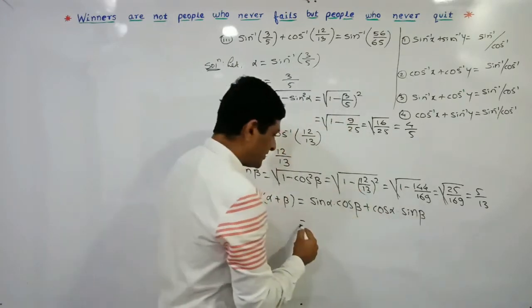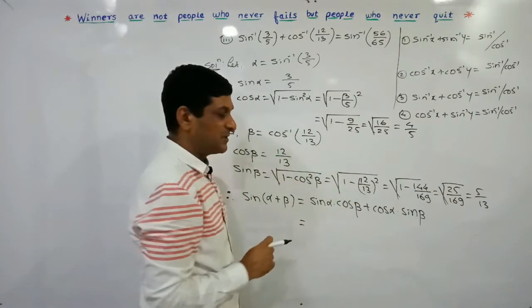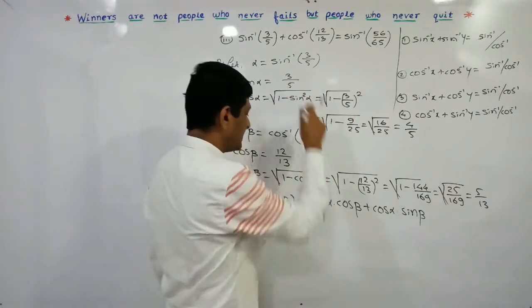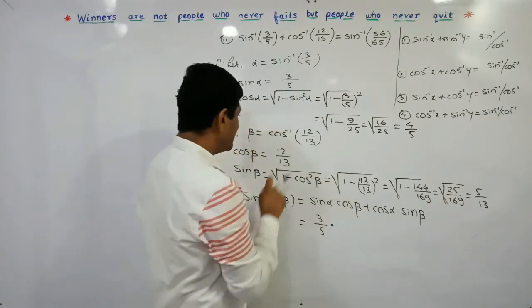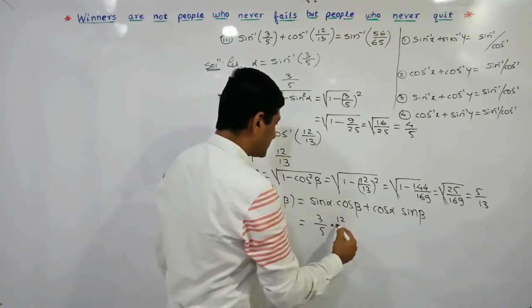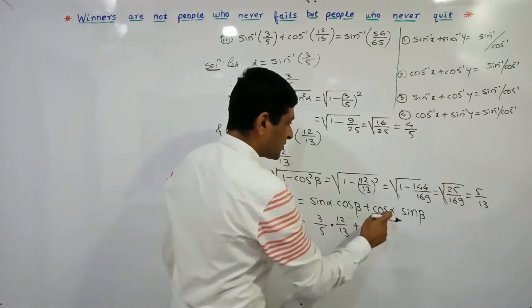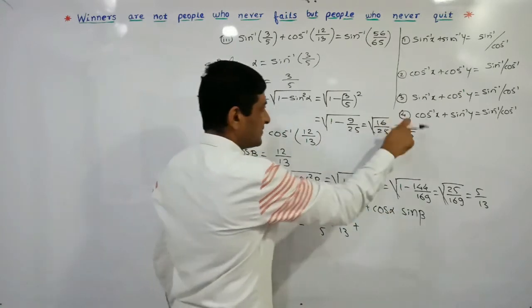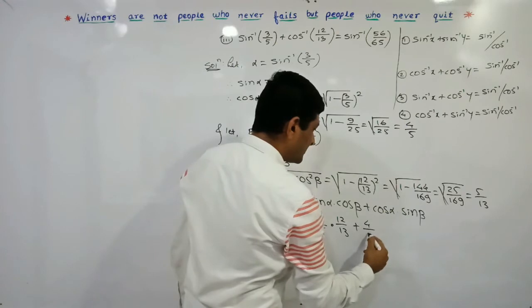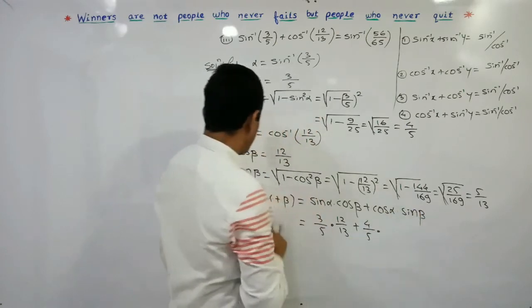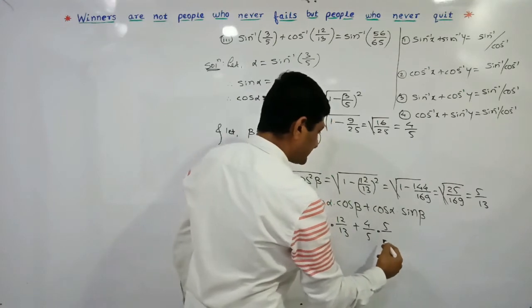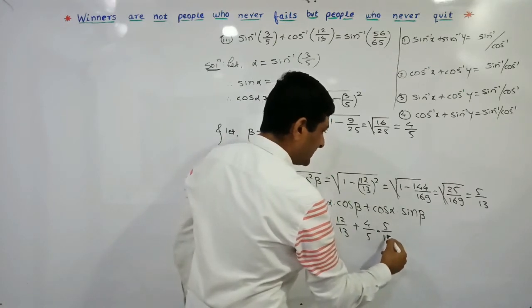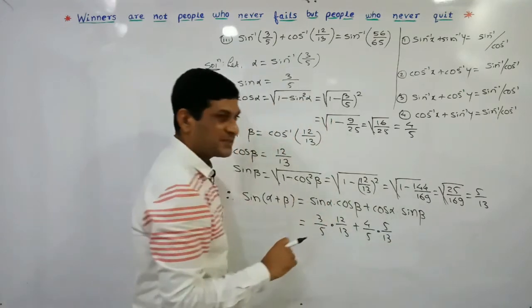So which is equal to, the remaining part is just to substitute the values. What is the value of sin alpha here? 3 by 5, into cos beta, which is 12 by 13, plus cos alpha. What is the value of cos alpha? 4 by 5, into sin beta. What is the value of sin beta? That is 5 by 13. Okay, now let us simplify it.